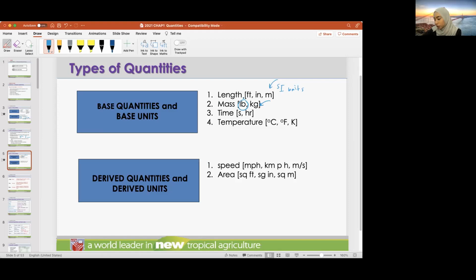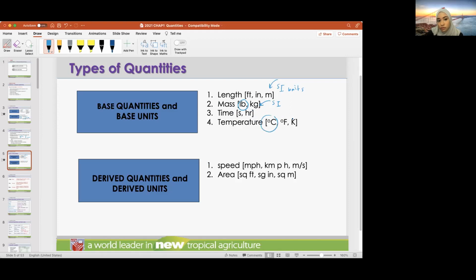And again, that is a US standard unit. We are going to use SI. This is SI. And then we have time, which is in seconds, and we have hour. Hour is not an SI unit, it's a derived quantity, I think. But basically time is in seconds. That's the base unit. And then temperature, we use Celsius.